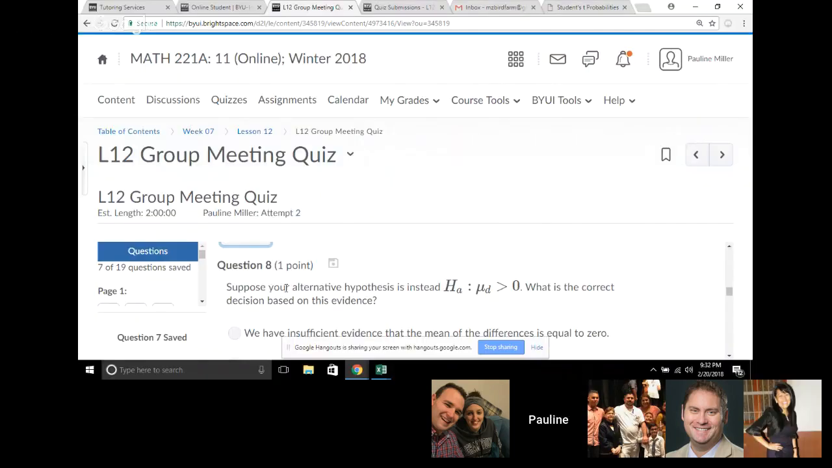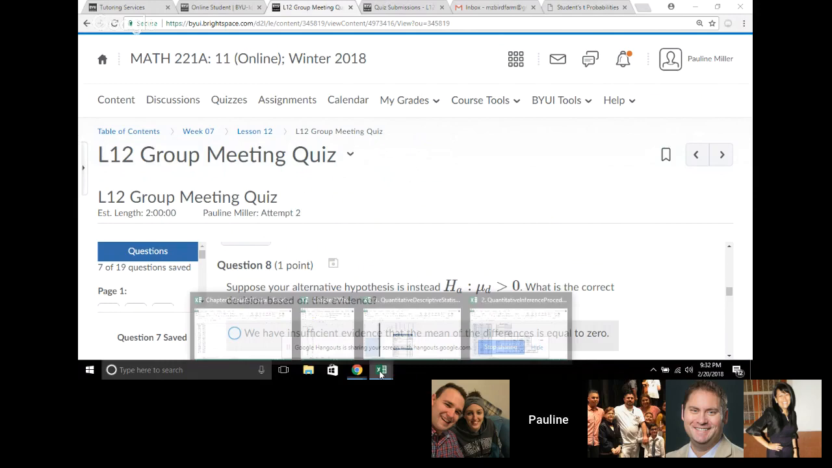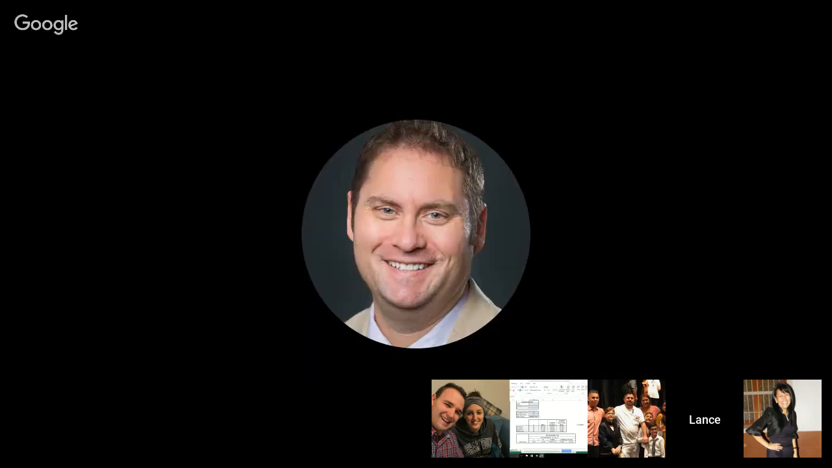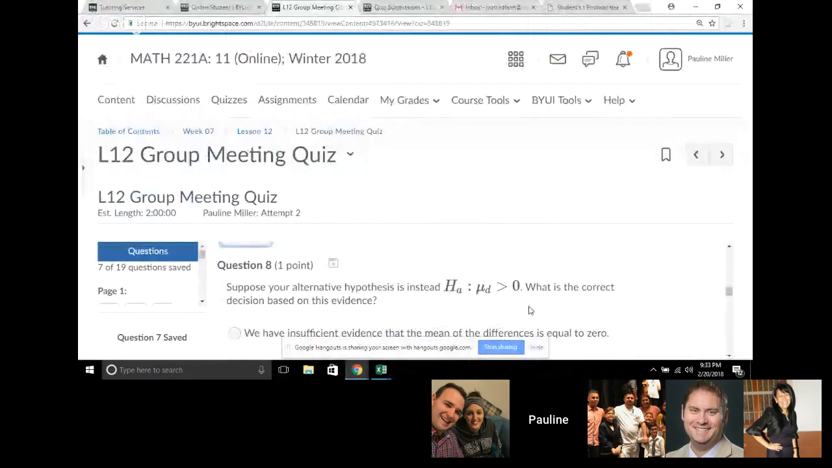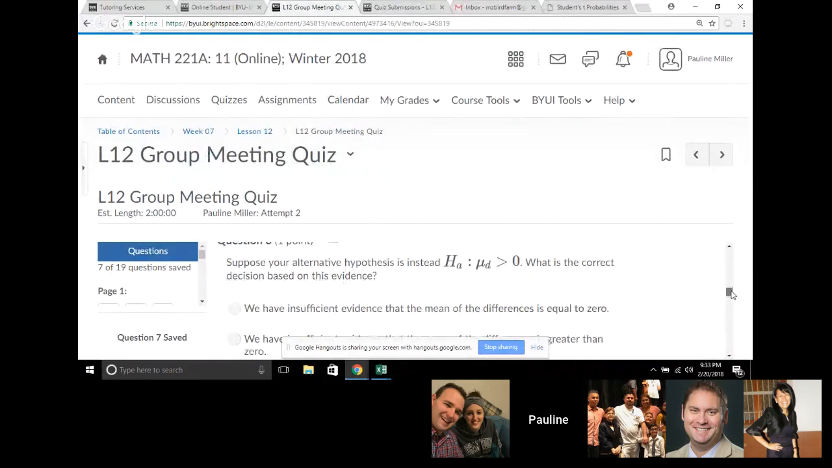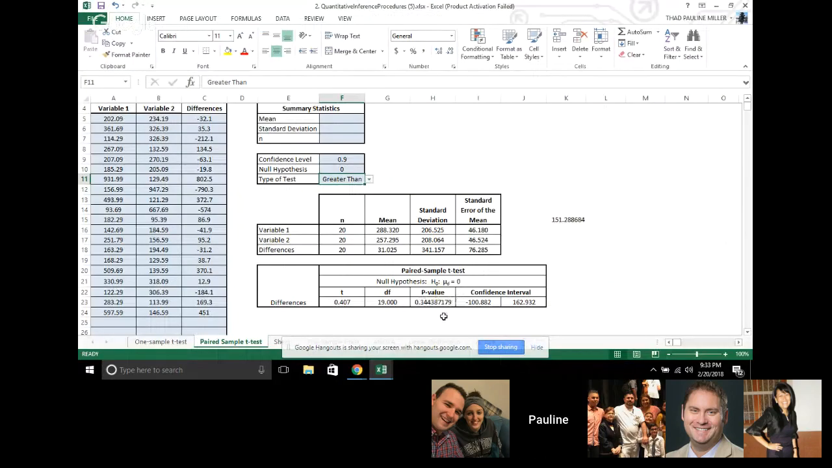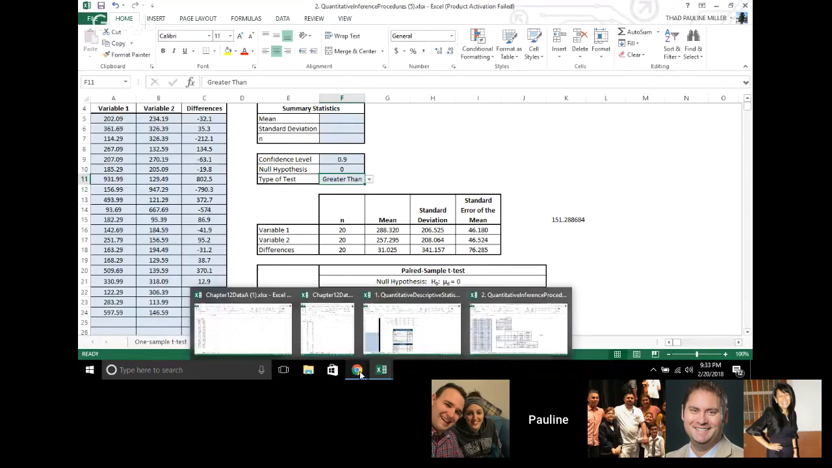And then now it says, suppose that your alternate hypothesis... So right here, they want us to change it from the not equal to, to the greater than. And then the p-value, if you watch it, is going to change. So when we go back to this, now we have to look at what the p-value is and see if it's above the 0.10. And that's 0.345.